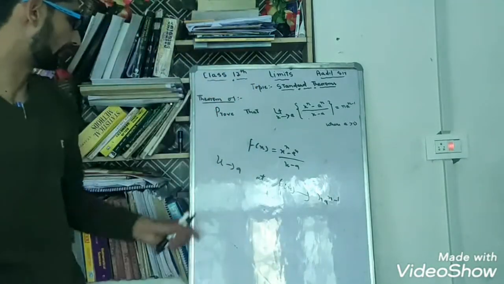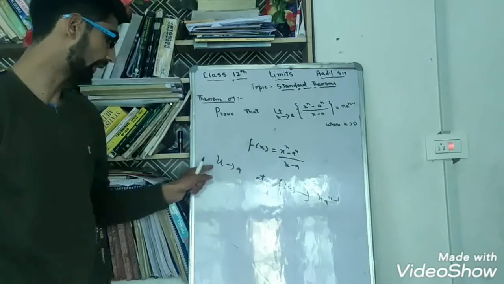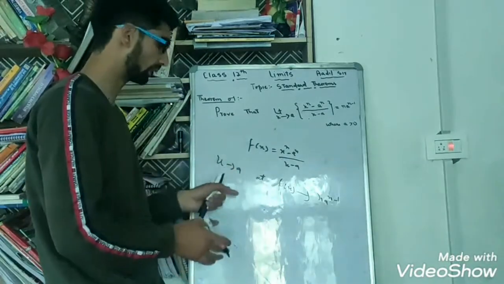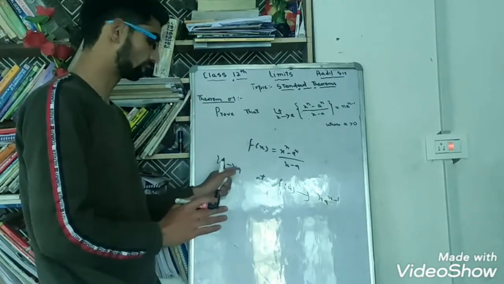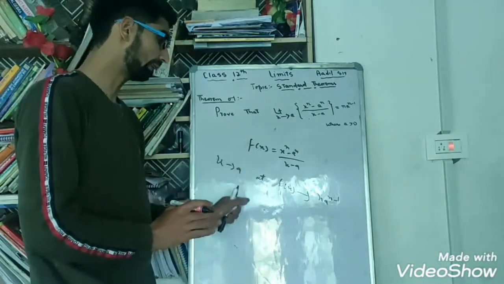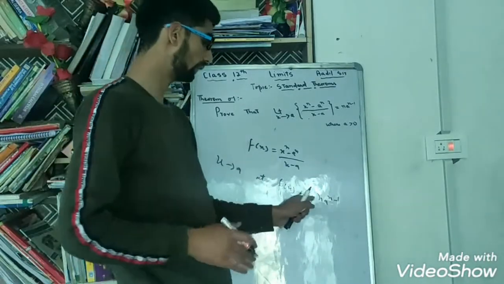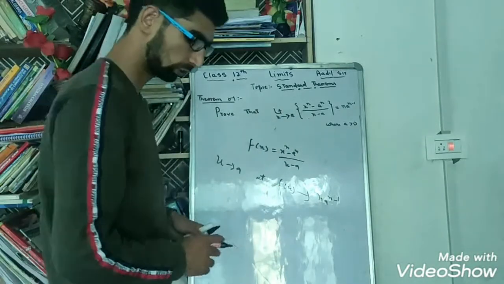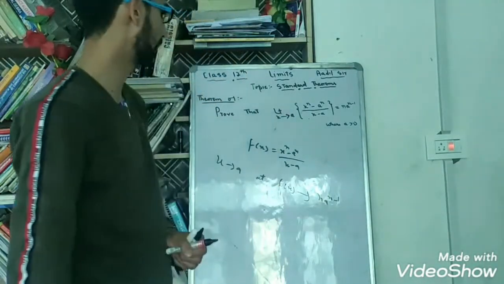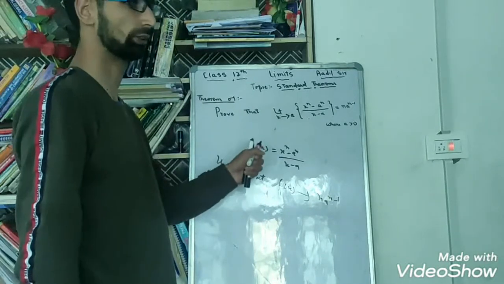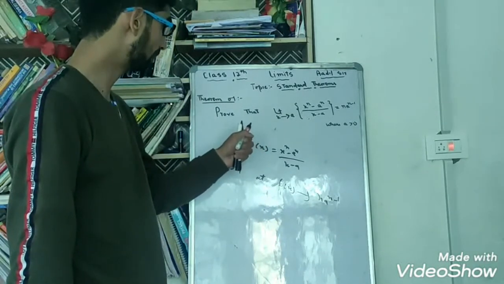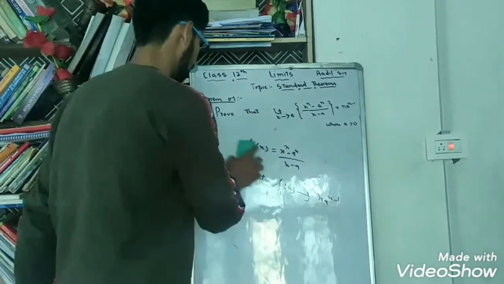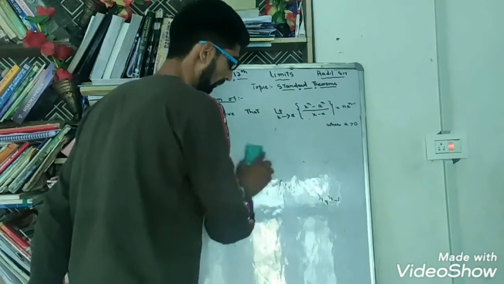The theorem says that if the values of x are very near to a but not equal to a, then the values of the function are getting close to n a^(n minus 1). We are going to give the proof of this theorem, but before that we are going to find out the application of this theorem. We will solve some basic examples that will help us to understand it very beautifully.